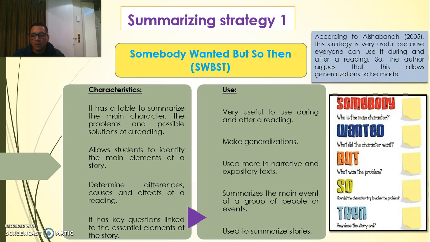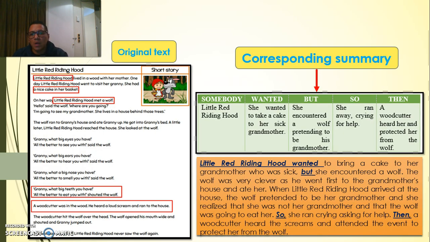According to Al Savannah 2005, this strategy is very important because you can use it during and after a reading. Okay, as I told you before, you can summarize the main event of a group of people or you can summarize the main ideas. Okay, I put one table in the part of Somebody.